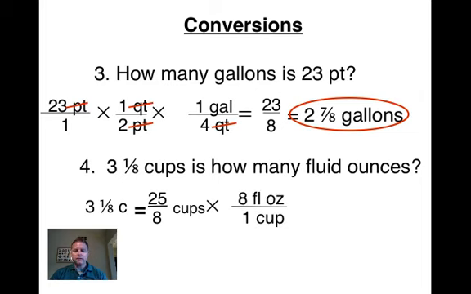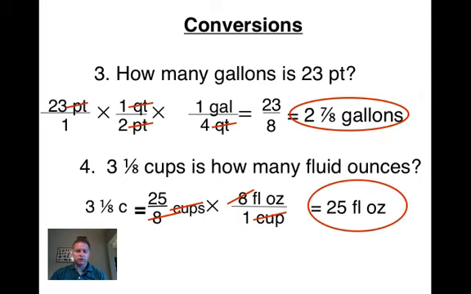So for every 8 fluid ounces, there's 1 cup. The 8s can cancel out if you do that, and you'll get the cups canceling out, and you'll get 25 fluid ounces. If you don't cross cancel the 8s, you'd get 200 over 8, which would simplify to 25, and you get 25 fluid ounces.